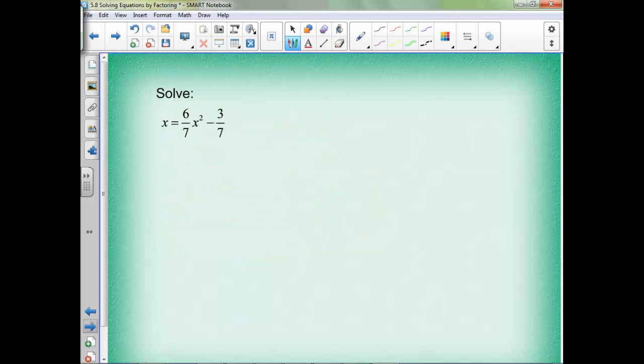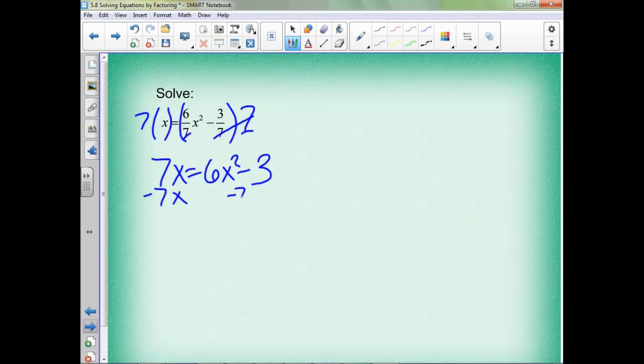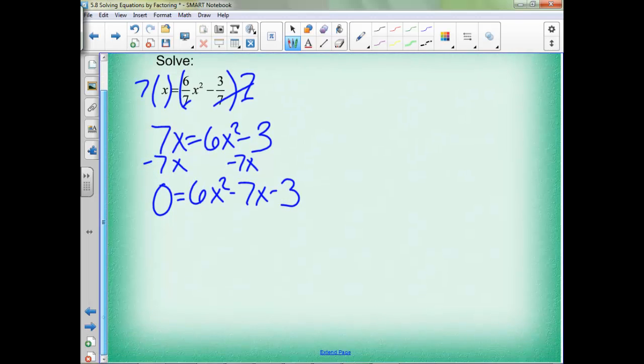This one, note, I know a lot of you don't like dealing with fractions. So if we don't want to deal with fractions, we can multiply both sides by 7, and we won't worry about it anymore. Notice this 7 and this 7 will cancel, and then these 7s will as well. And now also notice we don't have it equal to 0 yet, so we do need to have our equation equal to 0. Alright, so now we've got no fractions and we have it equal to 0.